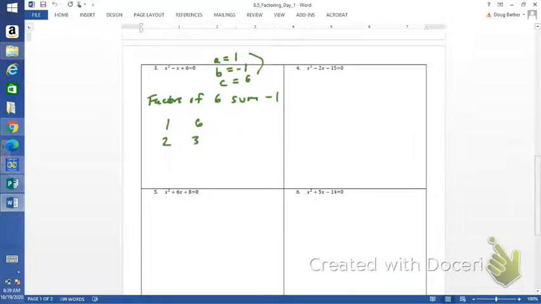Alright, so we have 1 plus 6, that would give us 7. So that's not going to work. Can I make one of them negative? Make the 6 negative and the 1 positive, you get negative 5. Make the 1 negative and the 6 positive, you get positive 5. So with those you can't get negative 1.